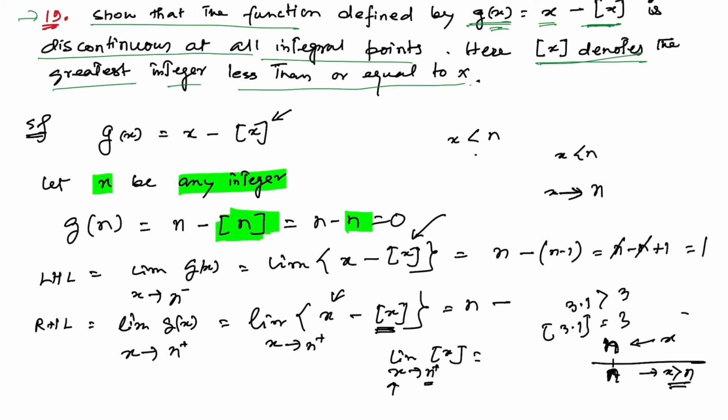So, here this x is slightly greater than n, you can consider like that. Then in that case, x is less than n plus 1 and greater than n. So, in that case it will be n. So, hope you have understood.